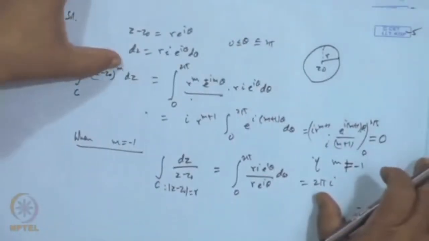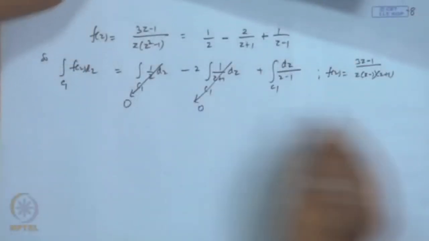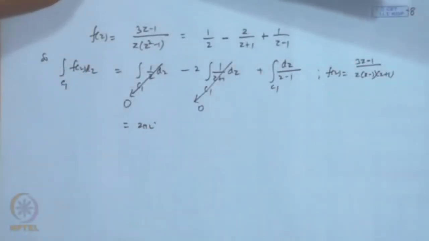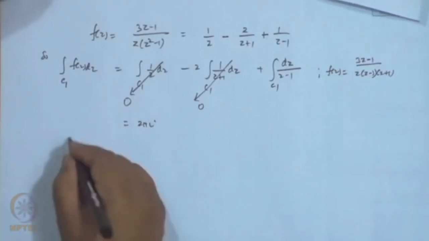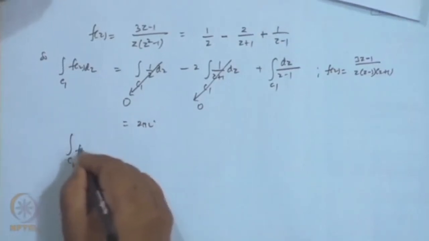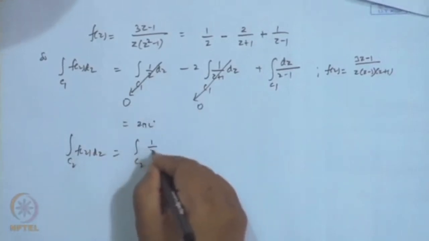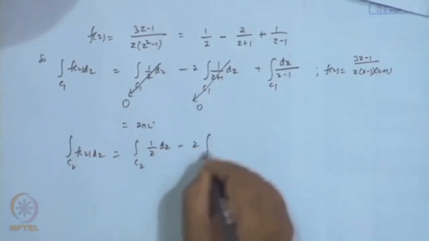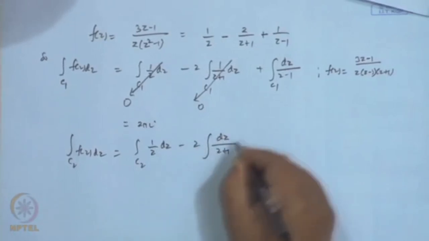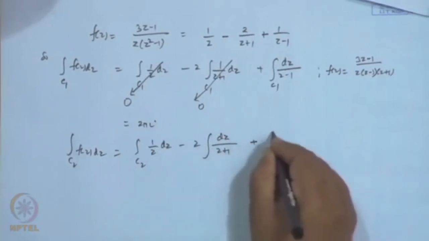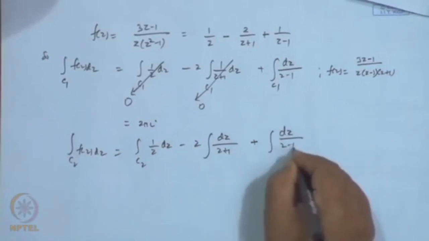When m is minus 1, the value is 2 pi I. So, the value of this integral will be equal to 2 pi I. Okay? Then the integral along C 2 of f z dz, in a similar way we can say, is the integral of 1 by z dz, that is, dz over z plus 1, then plus dz over z minus 1.